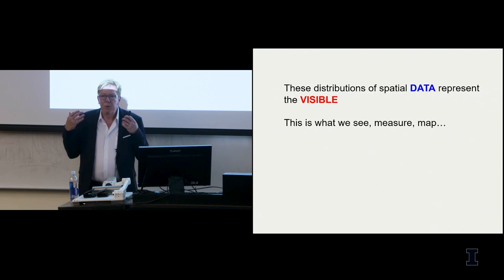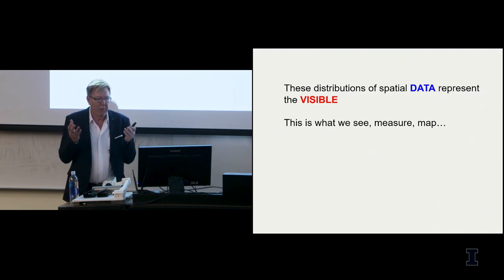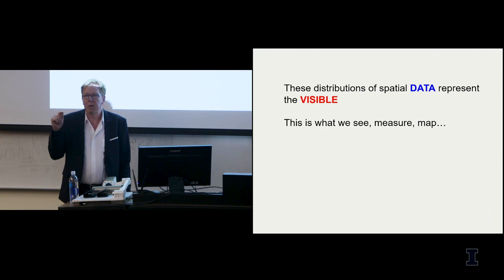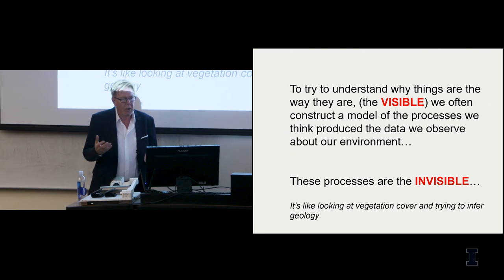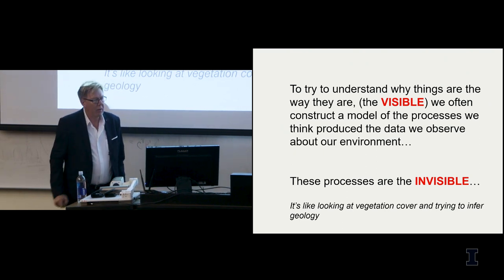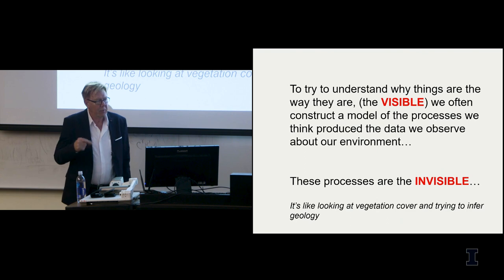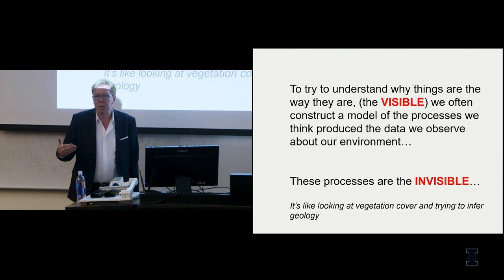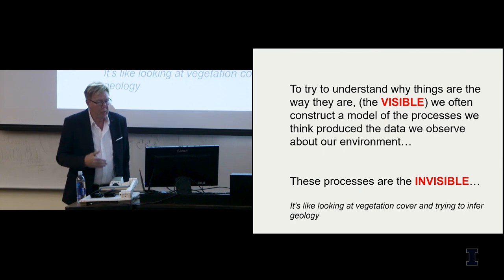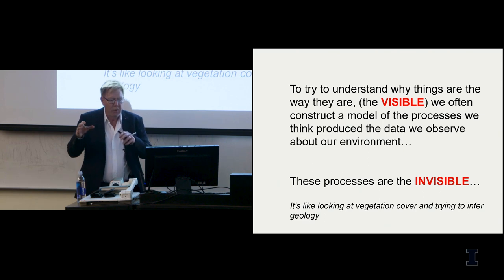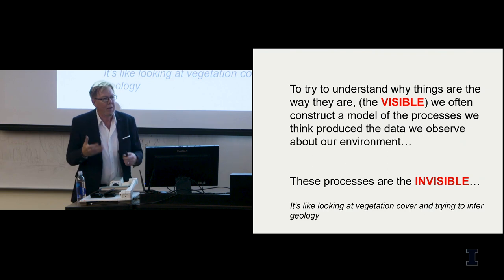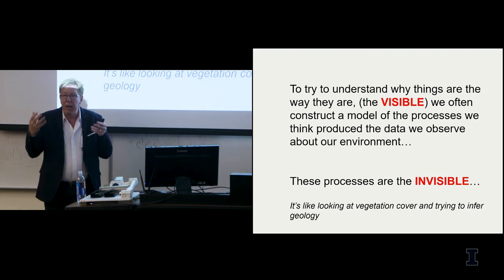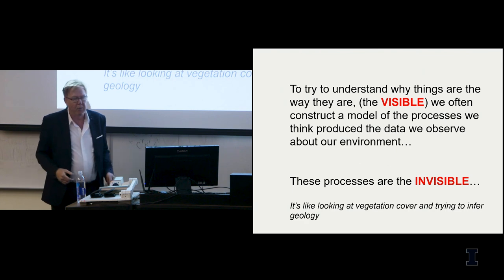So these are distributions of spatial data, and I've emphasized that word data, right? They represent the visible. These are the things we can see, that we can measure, and we can map them. And to try to understand why things are the way they are, the visible bit, we often construct a model of the processes we think produce the data we observe about the environment. And these processes are the invisible. We can't see the processes. We just see the output from them. So it's like looking at vegetation cover and trying to infer the geology below it. You can't see the geology. We can't actually penetrate the ground and look at it. But from the air, we can see the result at the top.